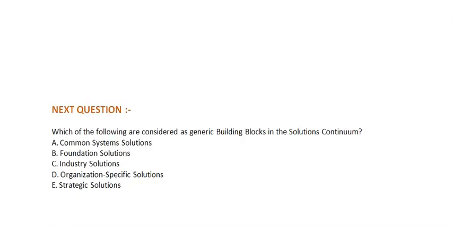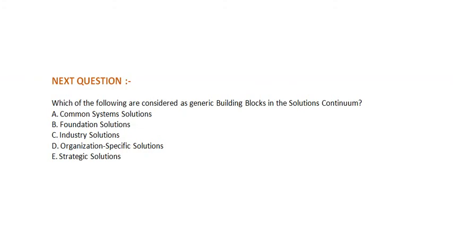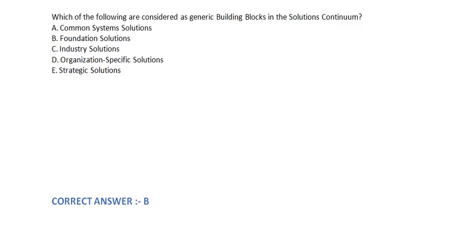Next question is, which of the following are considered as generic building blocks in the solutions continuum? Option A, common system solution. Option B, foundation solutions. Option C, industry solutions. Option D, organization specific solutions. And option E, static solutions. The correct answer is option B.